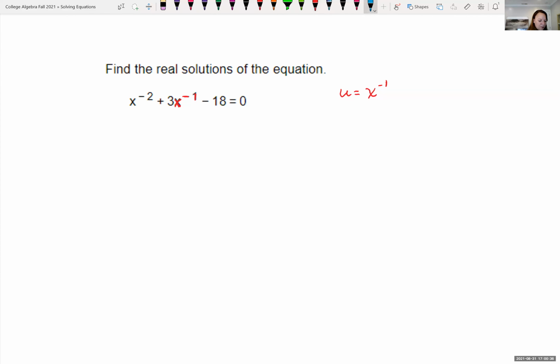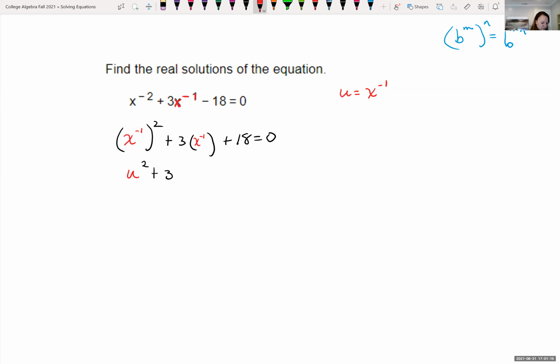And just to recall back from algebra, if we have power to power, that was multiplication of our exponents. And so I can rewrite this first term as x raised to the negative 1 power, quantity squared, plus 3 times x raised to the negative 1 power, plus 18 equals 0. So let's substitute in u wherever we see an x to the negative 1. So that would give us u squared plus 3u plus 18 equals 0.